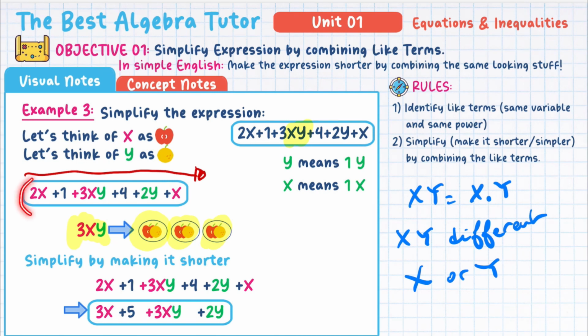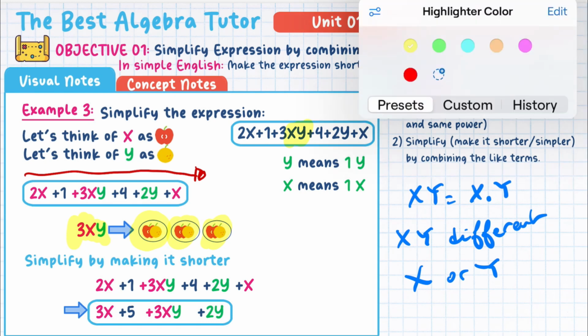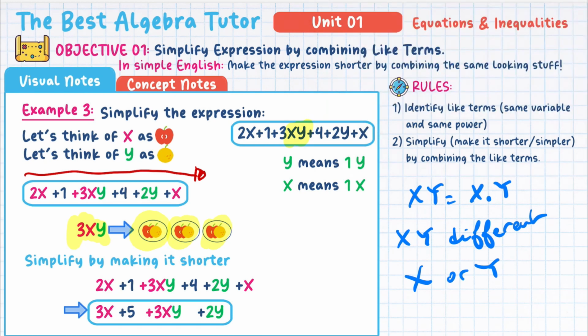So I'm going to start with 2x. I'm going to look from left to right. Do I have another x? Then I'm going to move to 1. Do I have another number? And then xy. Do I have another xy, etc.? Yeah? All right, so I'm going to start with my x.